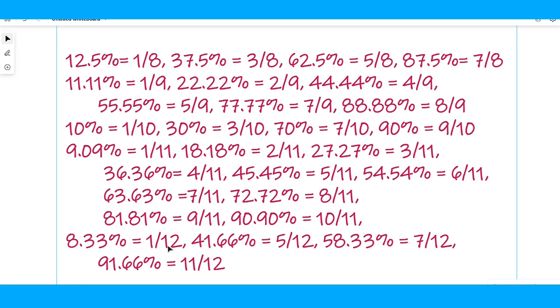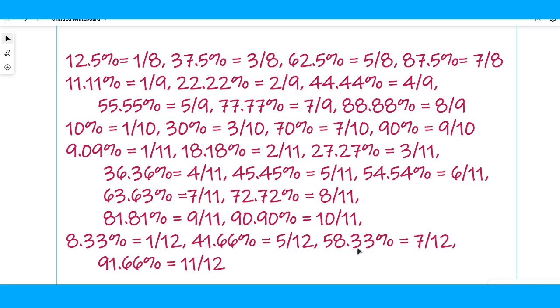8.33% is 1 upon 12. Double of it is 16.66%, which we have already calculated, that is 2 upon 12 or 1 upon 6. Then 25%, which is 3 upon 12 or 1 upon 4, which we have already calculated. Then 33.33%, which is 4 upon 12, that is 1 upon 3. Then 41.66%, which is equal to 5 upon 12. This is 5 times of 8.33%. Then 50%, which is 6 upon 12, which is 1 upon 2.